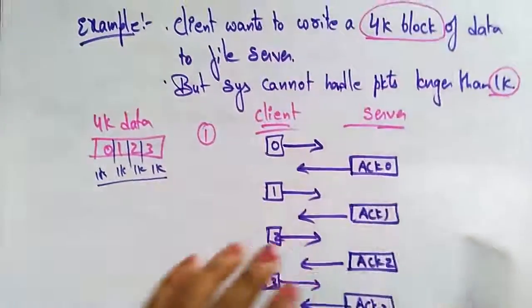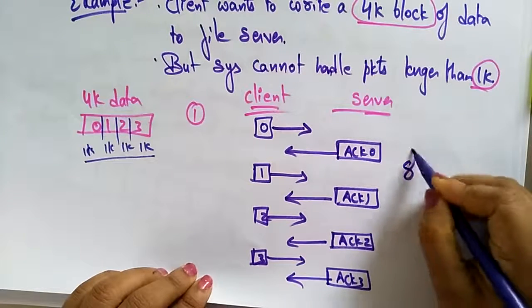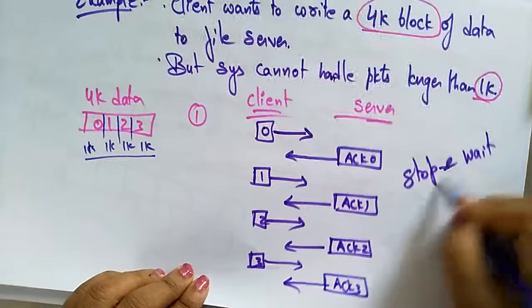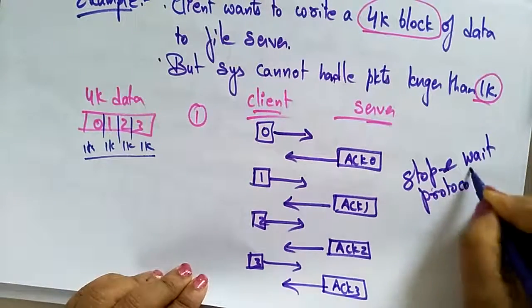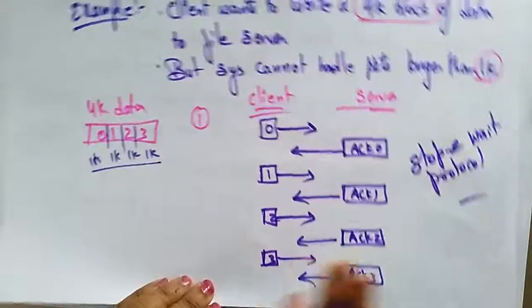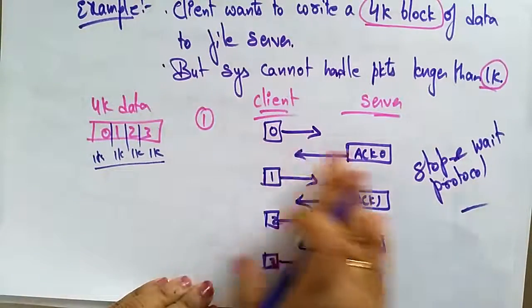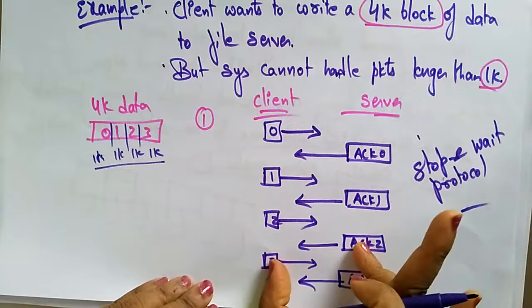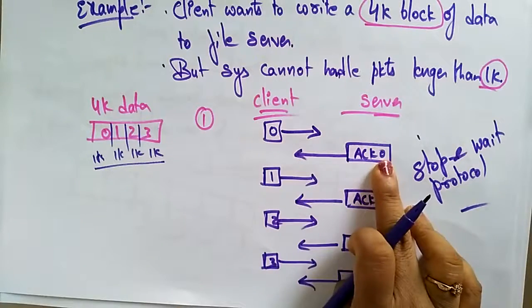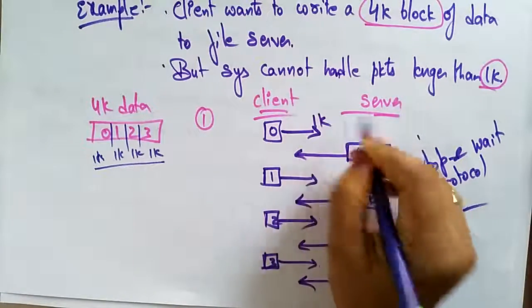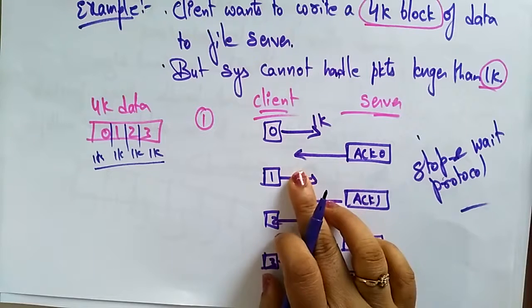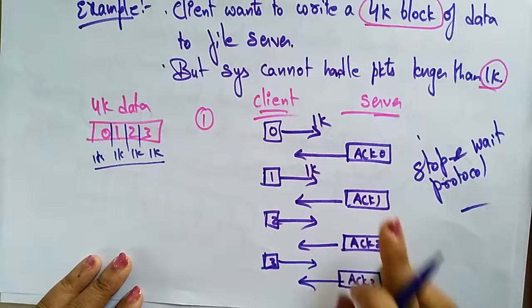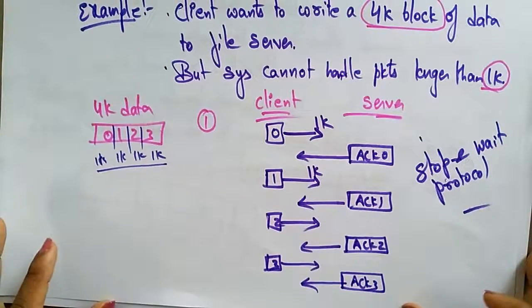Here some drawback is there. This strategy you call the stop and wait protocol. You already know about the stop and wait protocol. So here I use the stop and wait technology. The client has to stop and wait until it receives the acknowledgement. That is the concept of the stop and wait protocol. Here the client sends packet 0, the first 1K, then waits for an acknowledgement from the server. Again the client sends another 1K packet to the server and it has to wait for the acknowledgement.